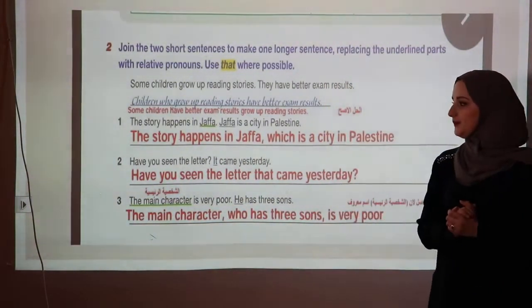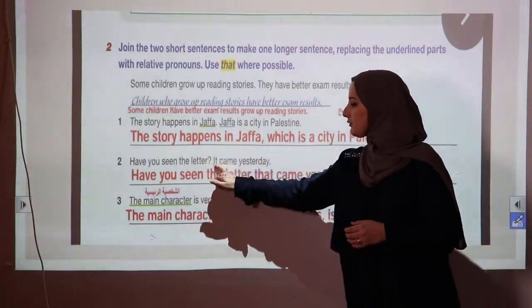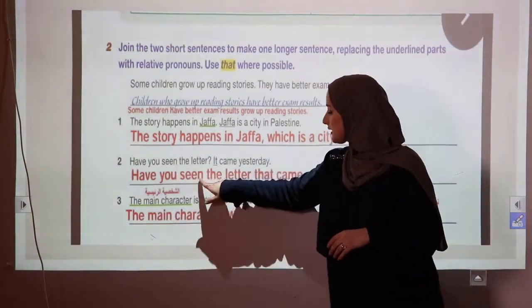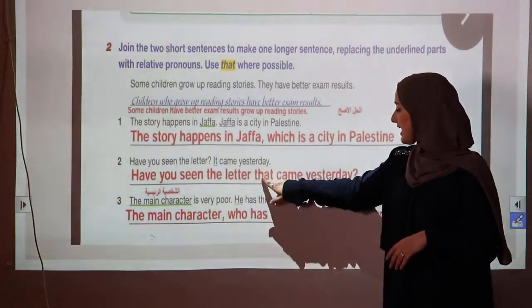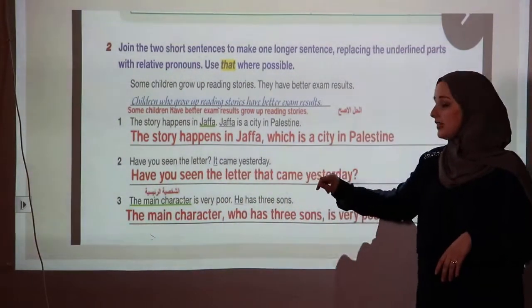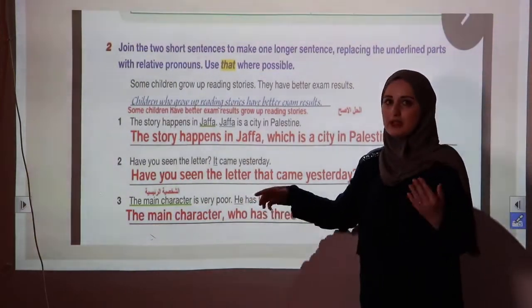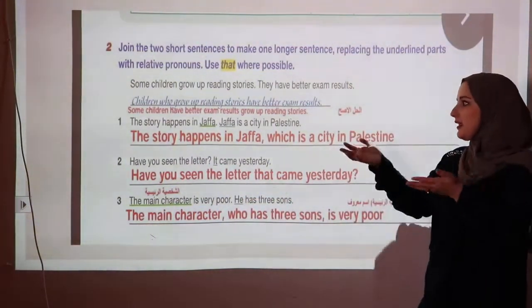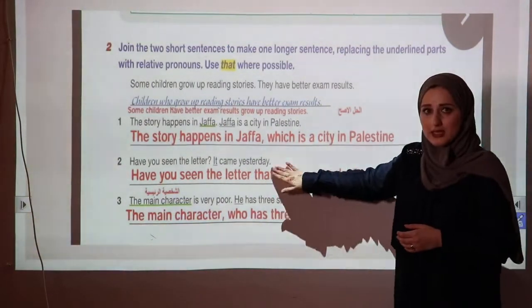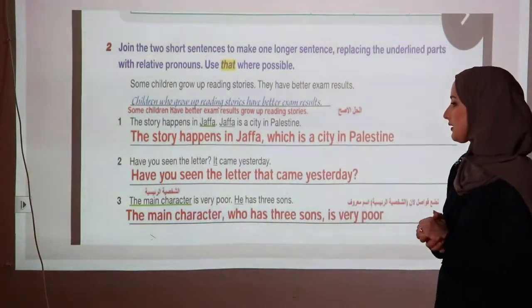Number 2. Have you seen the letter? It came yesterday. We have the pronoun it, then you have to use which or that. Let's see. Have you seen the letter that came yesterday? You can use that here because the clause is defining. It gives a very important piece of information. We are talking about the letter that came yesterday, not the day before yesterday. So it's a very important piece of information. Then you can use that instead of which, and you don't have to use any type of punctuation marks.